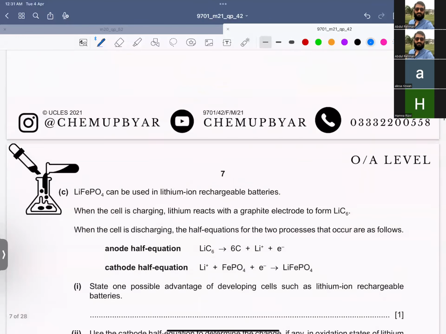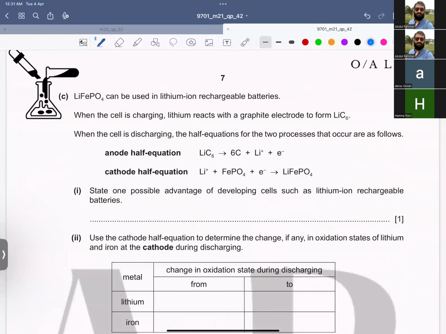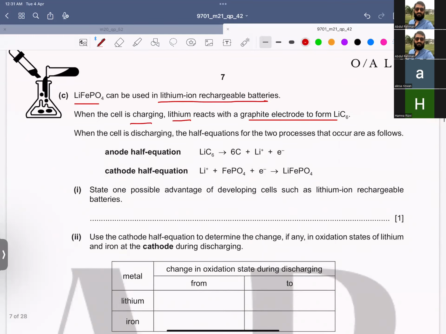Okay. Now, part C. LiFePO4 can be used in lithium-ion rechargeable batteries. When the cell is charging, lithium reacts with the graphite electrode to form LiC6. When the cell is discharging, the half equations for the two processes that occur are as follows. So these two are the reactions taking place when the cell is discharging, right?